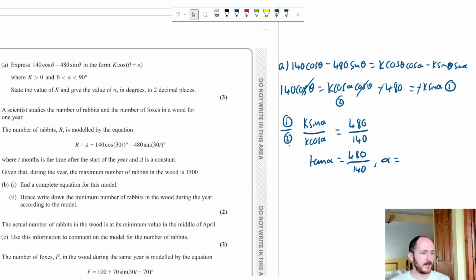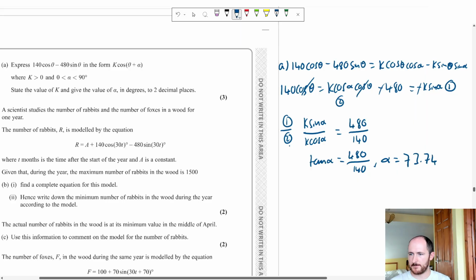Actually, did it say 2 decimal places? Yeah, it does. 73.74. Cool. And then for the r value, or in this case the k value, it is just about squaring and adding these two values together. I can show you where that comes from if you'd like.